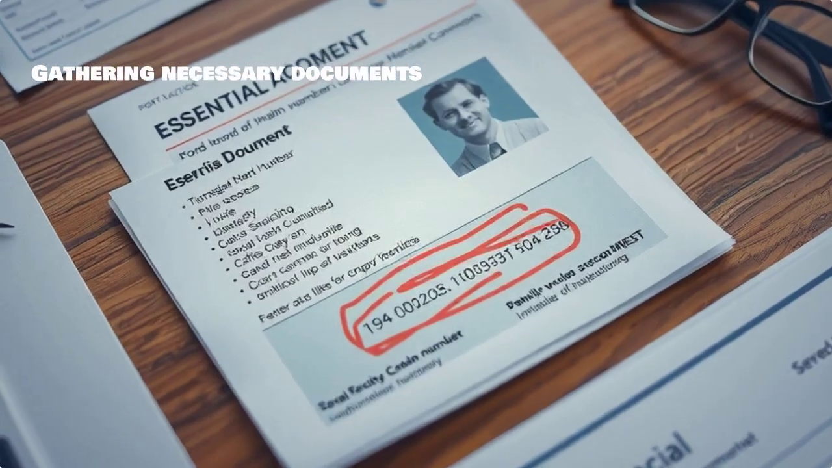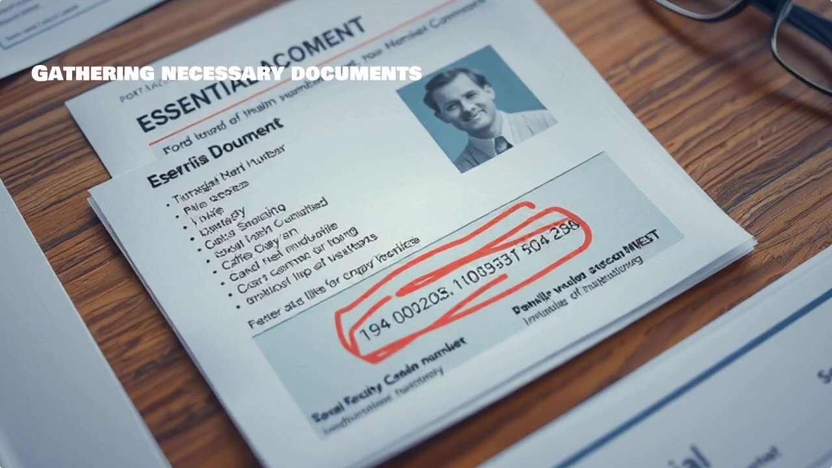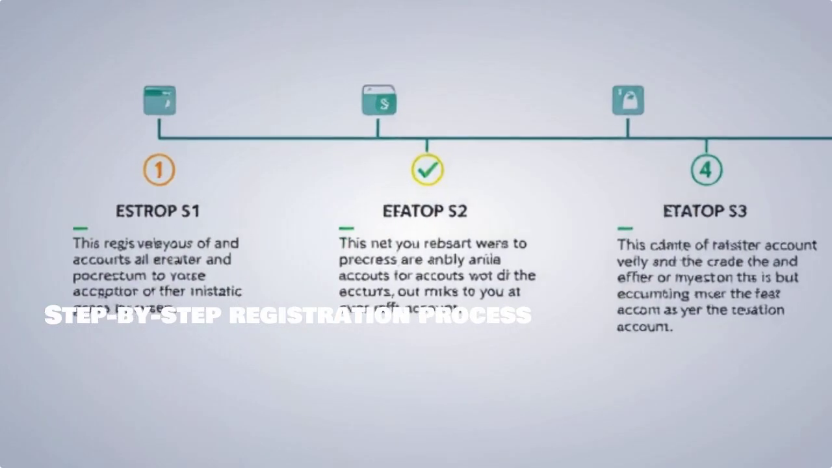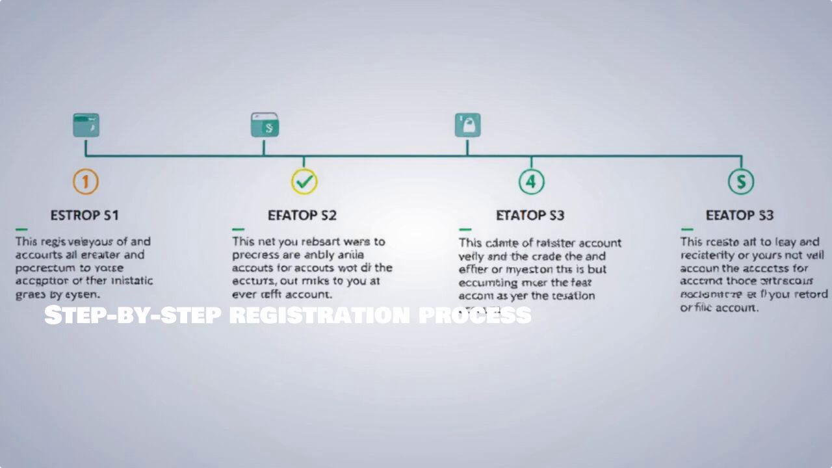To qualify for an E-Trade account, here are the eligibility requirements you need to know. Let's gather the necessary documents, including your ID, social security number, and financial information. Now, we'll walk you through the step-by-step registration process to create your E-Trade account online.